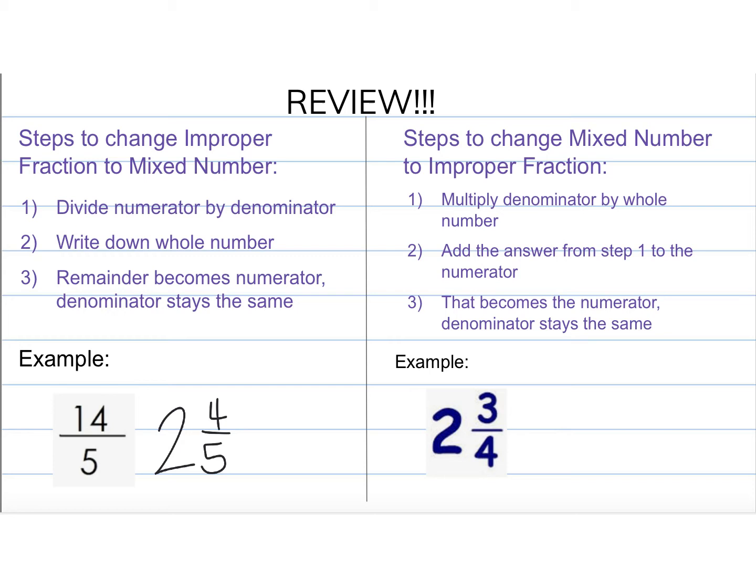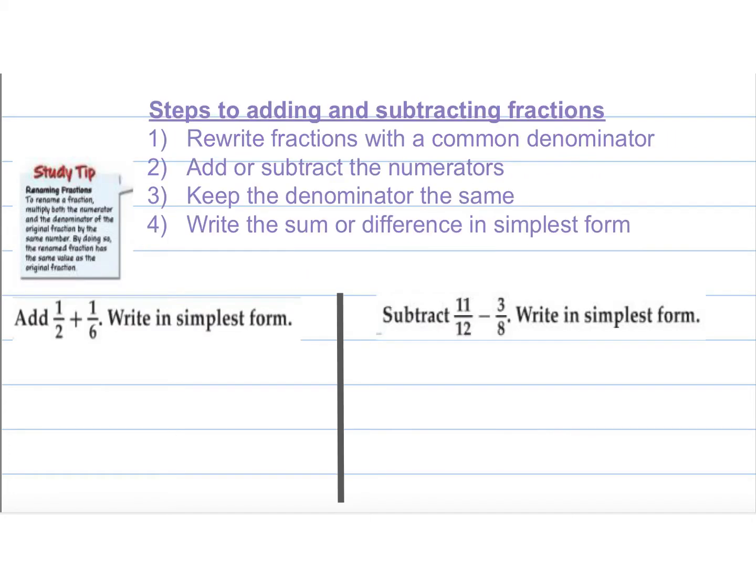Going the other way now, changing a mixed number to an improper fraction. Multiply the denominator by the whole number. Add the answer from step 1 to the numerator, so add the top number, and that becomes your new numerator. Denominator stays the same. So 4 times 2 is 8. 8 plus 3 is 11. That becomes my numerator, and the denominator 4 stays the same. So 2 3/4 is equal to 11/4, and 14/5 is equal to 2 4/5.